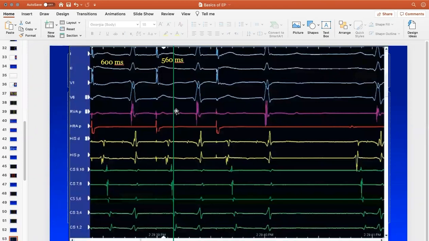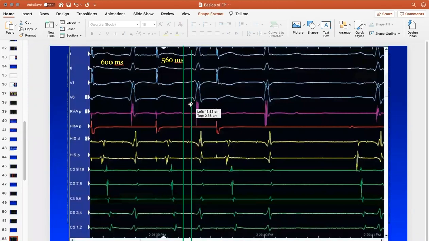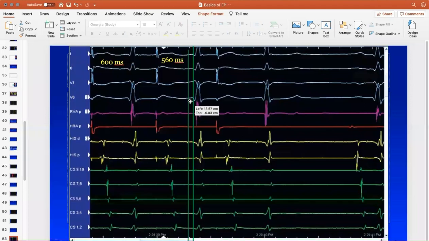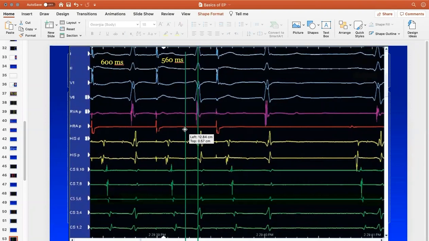Okay. So if you measure your HV here, your HV interval is from the HIS to the earliest V, which is probably something on the surface ECG, and your HV is normal. So you don't want to measure your HV to here, because this is wrong. You want to measure it from the earliest HIS activation to any V, which is probably on the surface ECG. So this is how you measure your HV, and I can tell you the HV is normal.